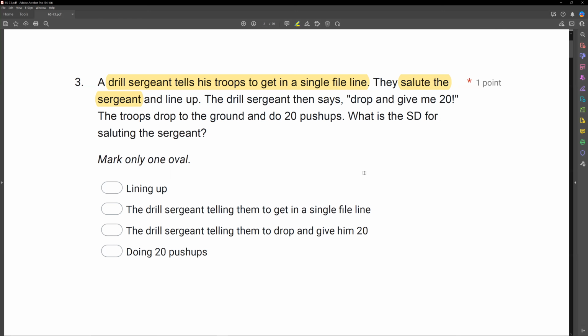What is the SD for saluting the sergeant? Well, the drill sergeant telling them to get in a single file line. The trick to these applied behavior questions is really identifying what are we looking at. And here, we're looking at saluting the sergeant.